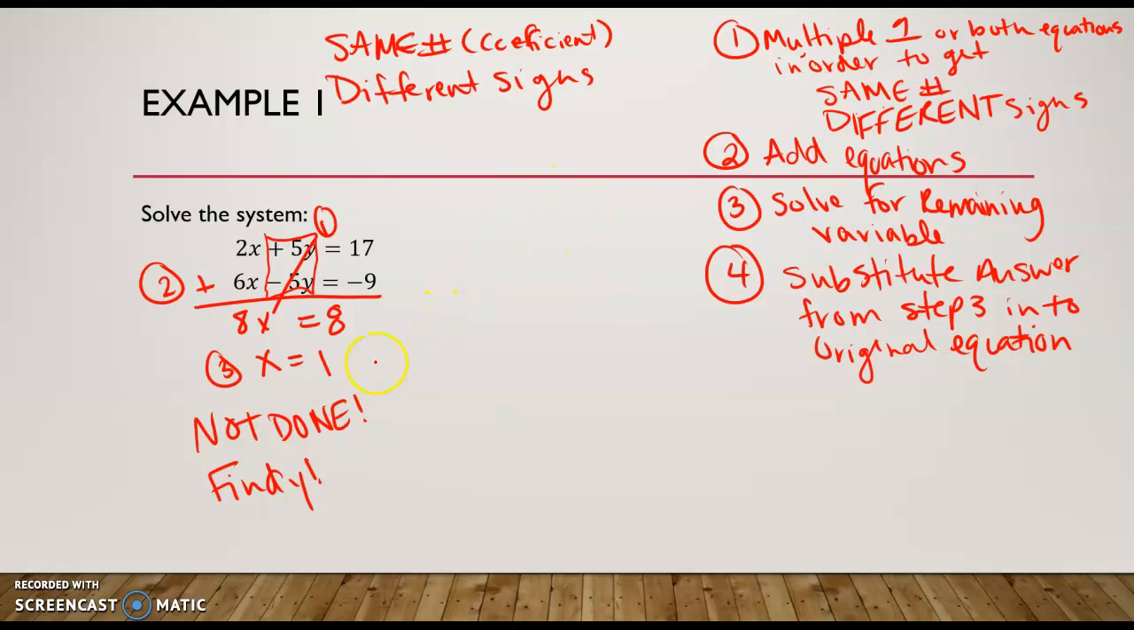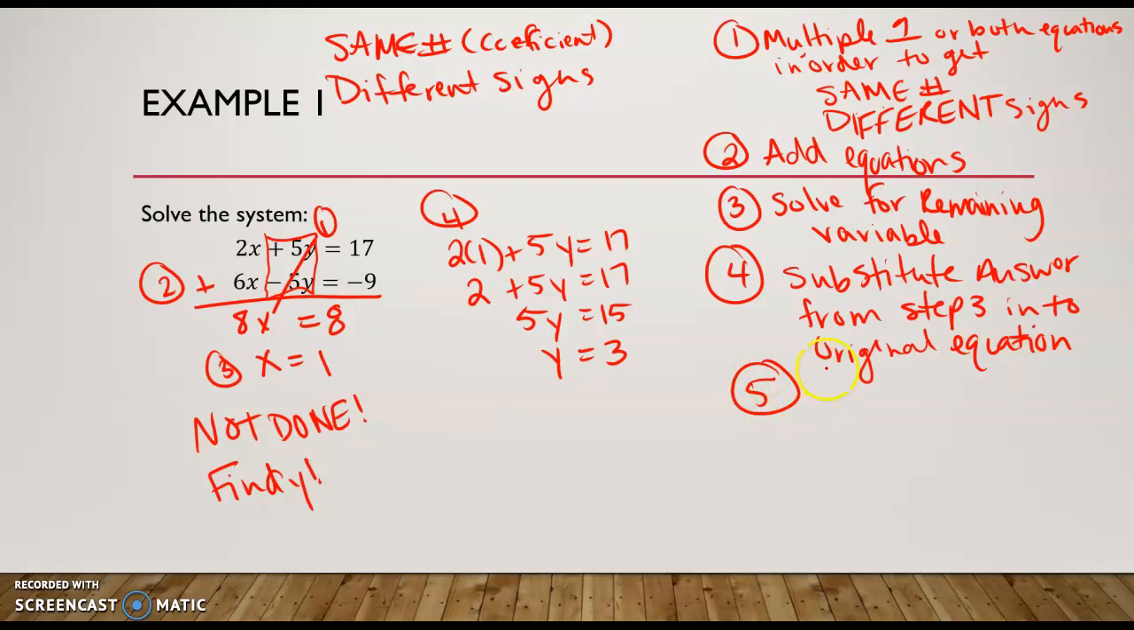So it doesn't matter which one, you just choose one. I'm going to go with the 2x plus 5y. So I'm going to replace x with 1. So 2 times 1 plus 5y equals 17. 2 times 1 is 2 plus 5y equals 17. Subtract 2, we get 5y equals 15. Divide by 5 and we get 3. So this was step 4, substituting in. Step 5, solve. So this is me solving.